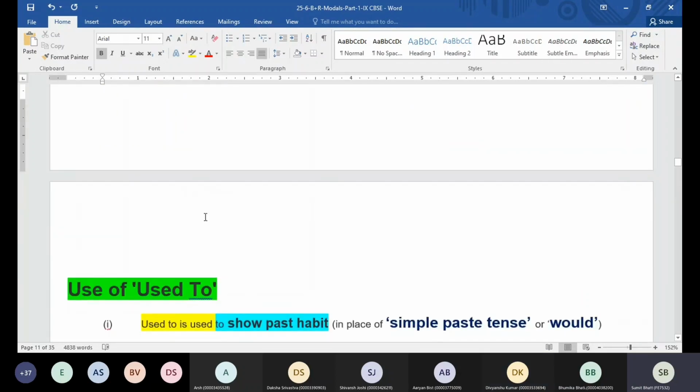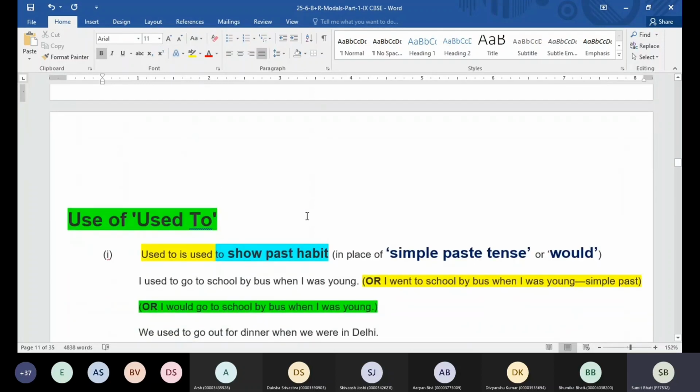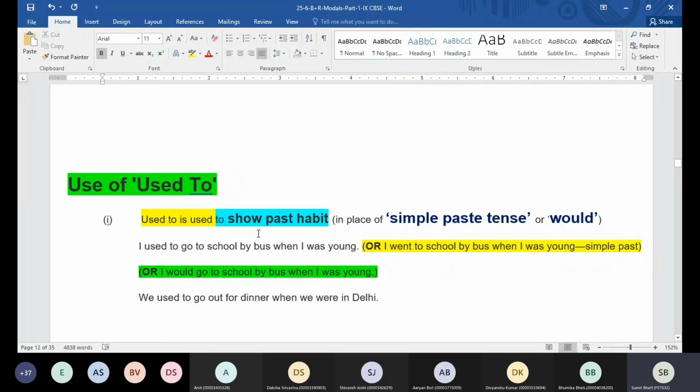So let's see the last modal that's going to be used to. Now used to we have done. Which other word could we use in place of used to, if you understood it properly last time? So we can use either simple past tense or we can use the word would. Used to is used to show past habit. If there's some past habit of a person you want to talk about, then we can use the word used to, or we can simply go for the simple past tense, or we can go for the word would. Like I used to go to school by bus when I was young.